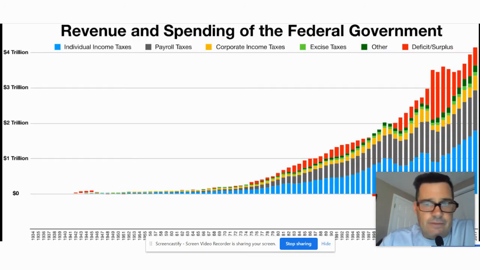If you look at this chart here, it shows you running all the way up to 2017, right when President Trump took over from President Obama, and it shows you revenue. That is in the blue and the gray, and yellow is corporate taxes, and then green is excise tax, and green is some other type of tax. That's all the money the government took in. And then you have in red what the deficit or the surplus was. You'll see that like most years, there's a massive line of red there, and that is overspending. That's the deficit. If you add up all the red, then you get the debt.